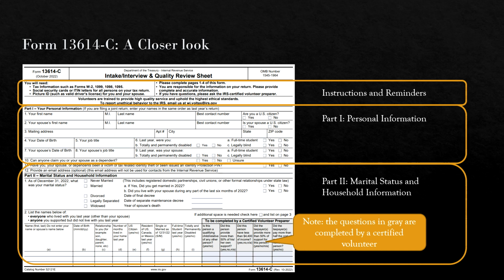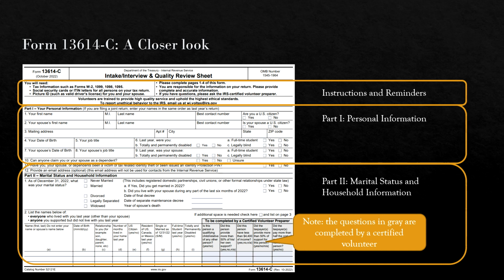No problem. So our first section here is just some instructions and reminders, and those are there for the taxpayer if they are filling out the form ahead of time by themselves. I do want you to note that there again is that email address that we discussed in our Volunteer Standards of Conduct course. So now we are not just encouraging our volunteers to report unethical action, we are also encouraging our clients to as well.